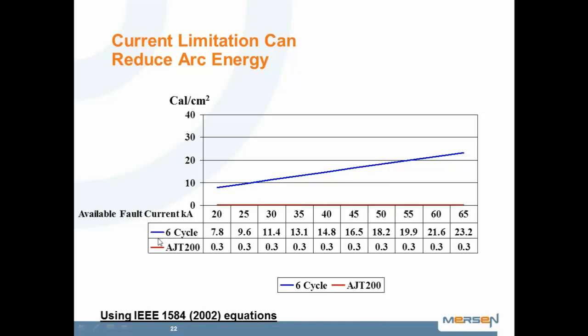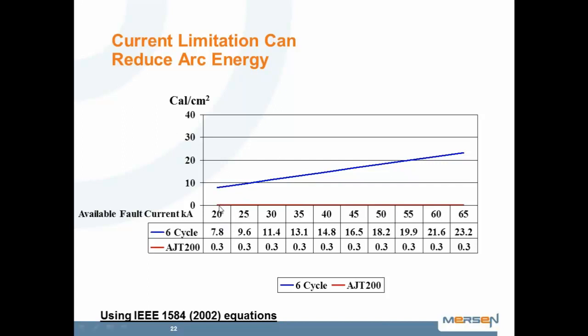We have compared two devices. This is a Class J fuse 200, and this is a non-time delay fuse like a Class H that has had the renewable links replaced so that it won't interrupt for 6 cycles, or it could be representative of a main circuit breaker that has a 6-cycle intentional time delay for coordination.